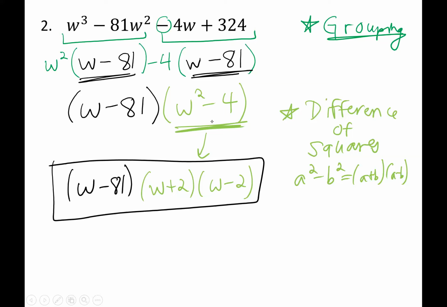So this is a classic example of factoring completely. Look at the 2 different methods we had to use. We had to use factoring by grouping, and then we used the difference of squares. We had to do both. All right. 2 down, 2 to go in this last section.